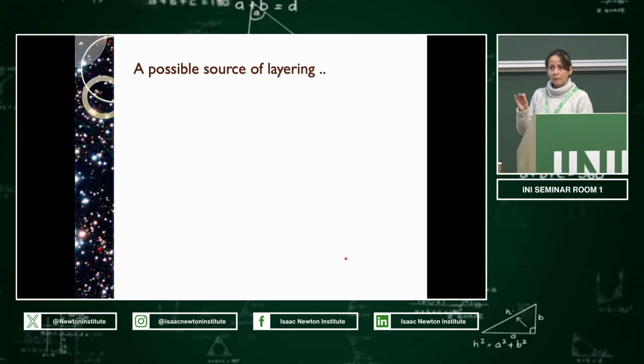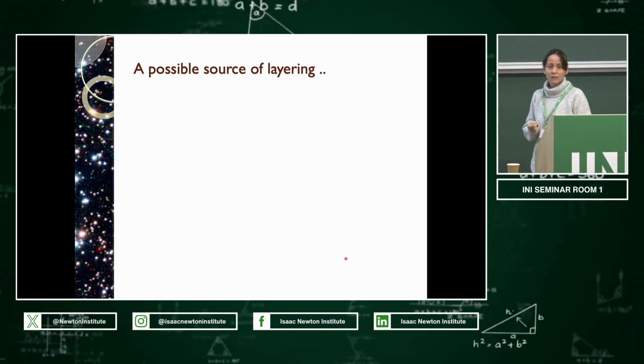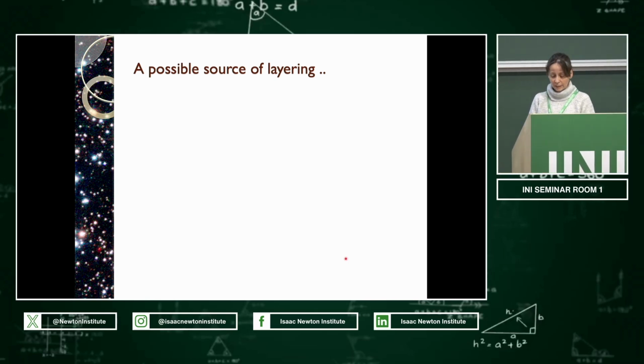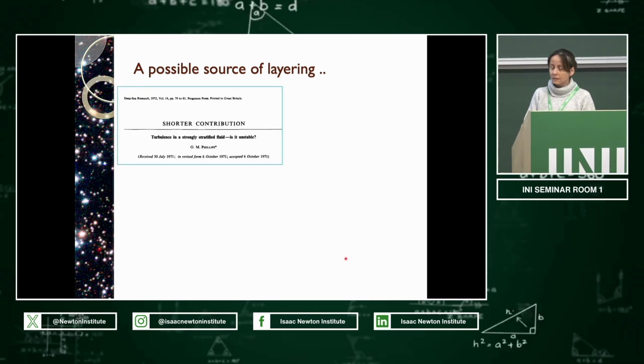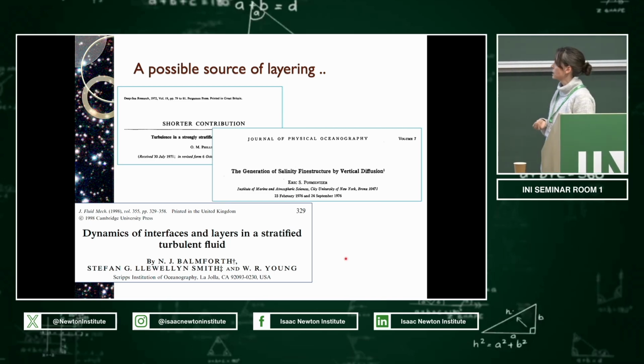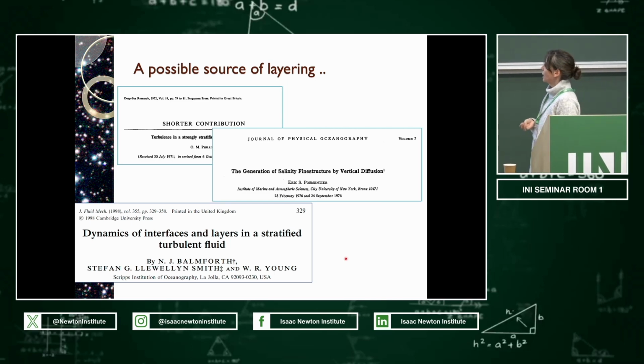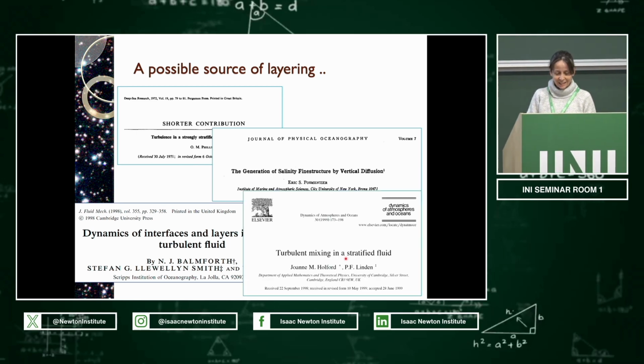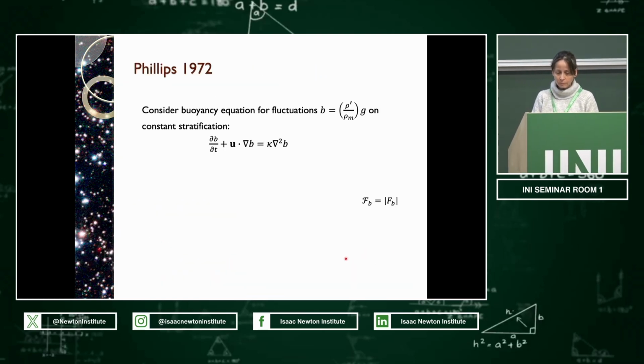And for a long time, it's been known that stratified turbulence can be a source of layering. It dates back to some nice work by Phillips in 1972, followed by some proof-of-concept demonstration by Posmentier and Barenblatt et al. And then a beautiful experiment by Holford and Linden. And I'm going to tell you what's in these papers.